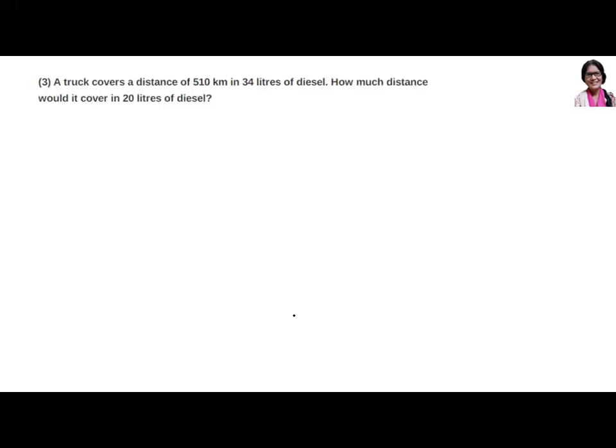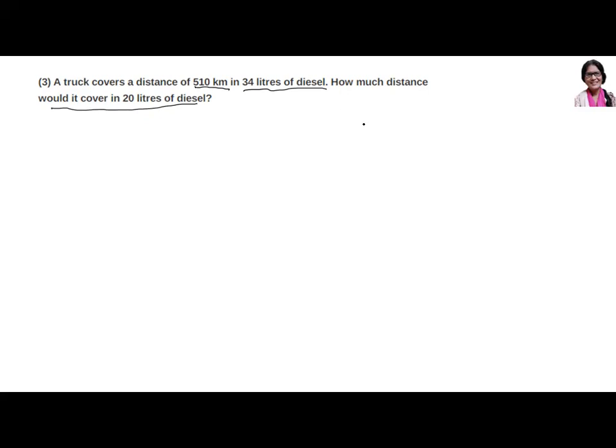Now coming to a word problem or story sum. A truck covers a distance of 510 kilometers in 34 liters of diesel. How much distance would it cover in 20 liters of diesel? So first you have to think that if you take more diesel, you can go for a long distance. If you have less petrol, then you will go a shorter distance. So they are directly proportional. What are directly proportional? Diesel and distance.